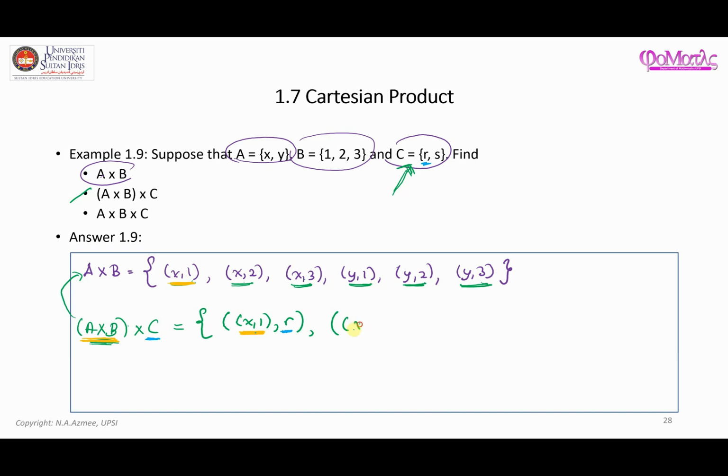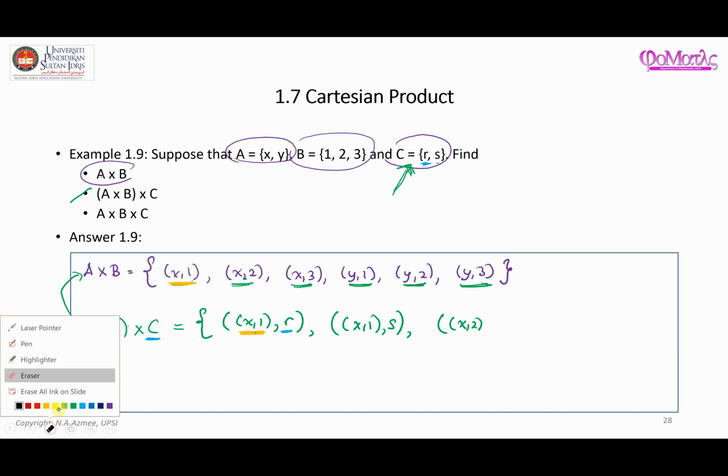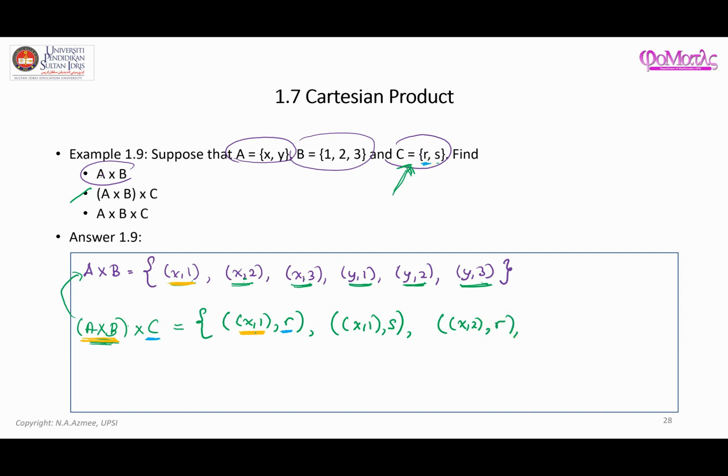Now let's move on to the next possible combination, which is the first one here, x1, and you are going to combine it with s. There you go. Next, we're going to move on to the next element, which is x, comma 2, and then we are going to combine that with r. Spacing and commas need to be taken care of. If you have better spacing, it's good because you can see clearly what the elements inside that particular set are. Next we have this one again, combined with s. So we have x2 combined with s.